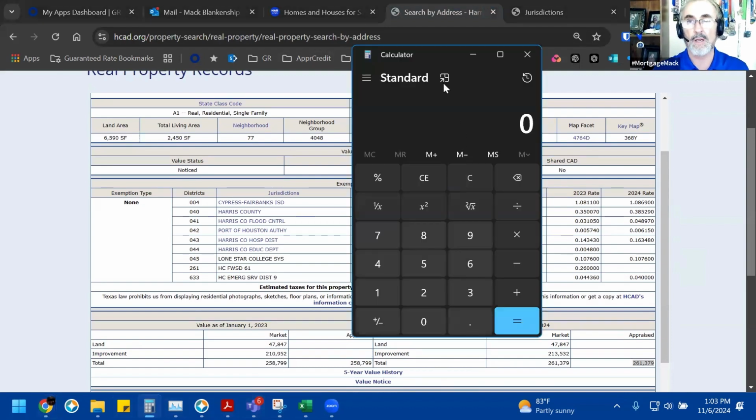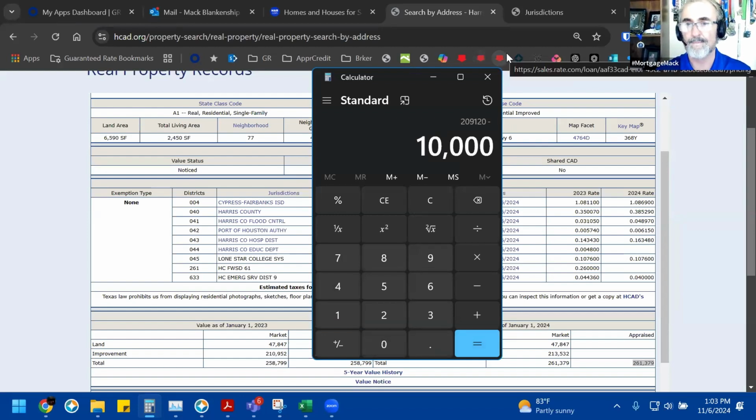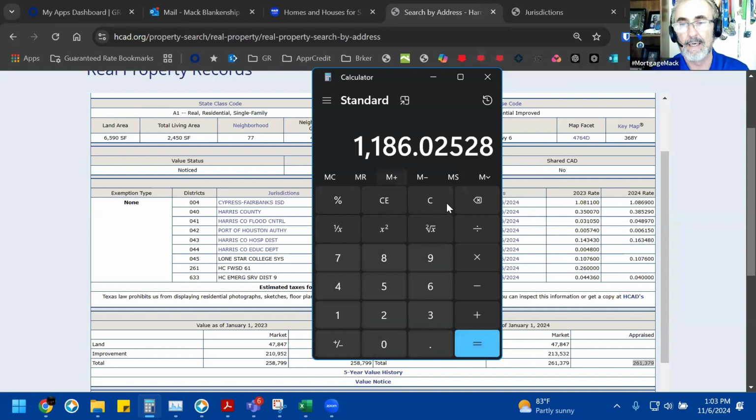So pull up my trusty calculator, and let's start with the school district: 261.4, get 20% off, minus another $100,000, divided by... that didn't work out right, did it? 261.4 times 0.80 minus 100,000, divided by 100, times the rate of 1.0869. Boom, there's your school tax.